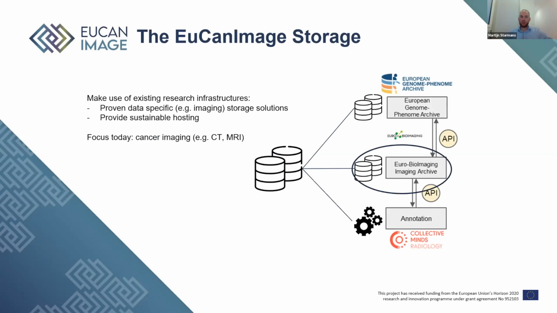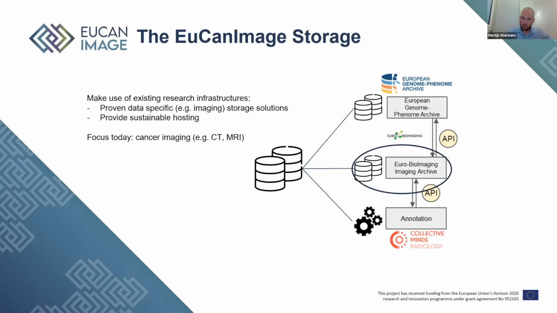In EuCanImage, we make use mostly of existing research infrastructures. We're not developing everything from scratch ourselves, but there are multiple parties involved which already have infrastructures up and running. It means they already have experience and solutions that have been proven to work in this field, and they are also hosting these infrastructures. So that takes away a lot of our worries. For example, in EuCanImage, we have the European Genome Archive, where the clinical data is hosted. We have the Imaging Archive, where the imaging is hosted. And we have Collective Minds, where the annotations are performed and initially hosted.